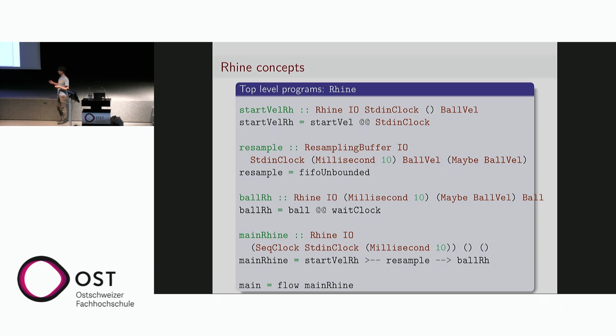That there are different clocks present, you can read off from this type signature. This type signature here tells you there are two clocks in this whole program. One is the standard in clock, and the other one is millisecond 10. And they're composed with this construction here, which is a sequential clock, which basically says they both run at the same time, they run concurrently.